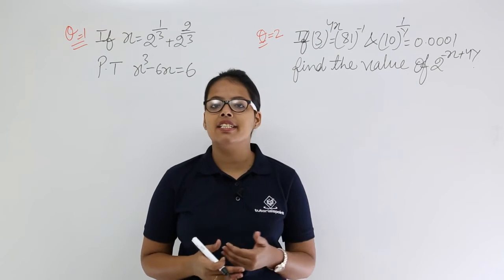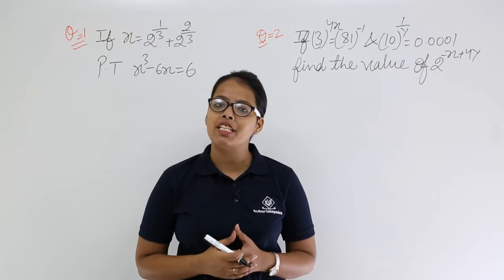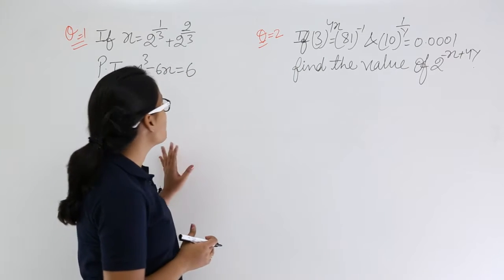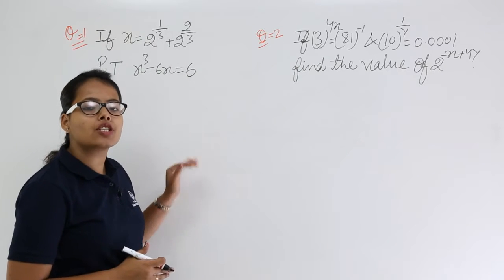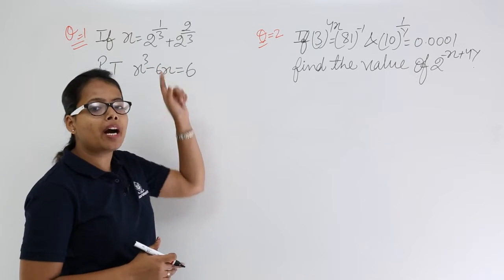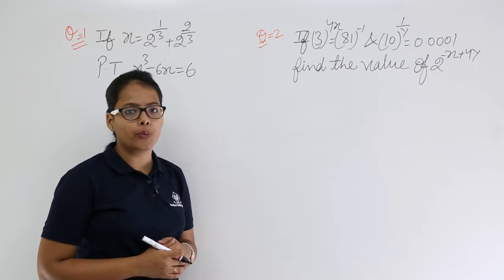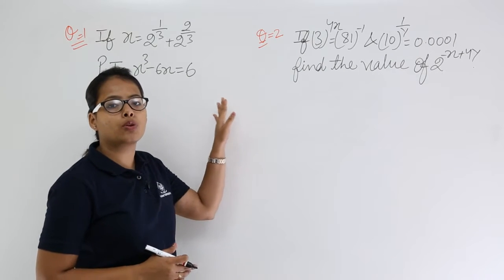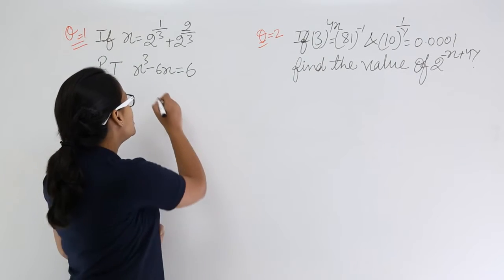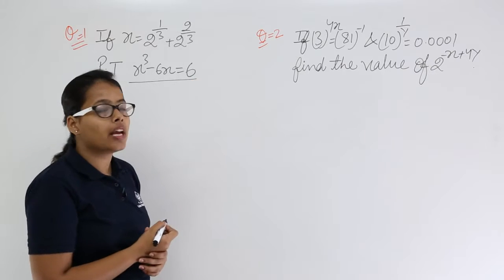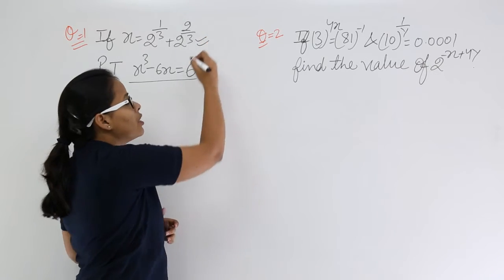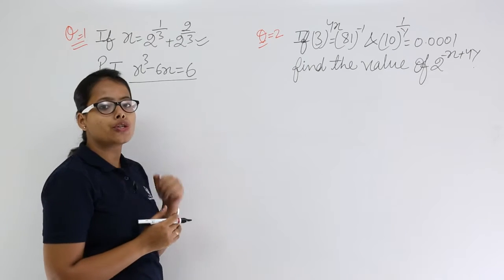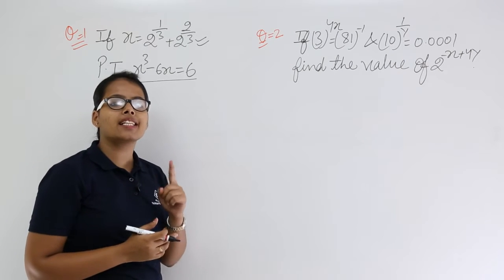Hello guys, let's discuss these two problems on exponents of real numbers from R.D. Sharma. Our first problem says if x is equal to 2 to the power 1 by 3 plus 2 to the power 2 by 3, now you need to prove that x cube minus 6x is equal to 6. As you need to prove this expression, you know that the expression contains x cube.